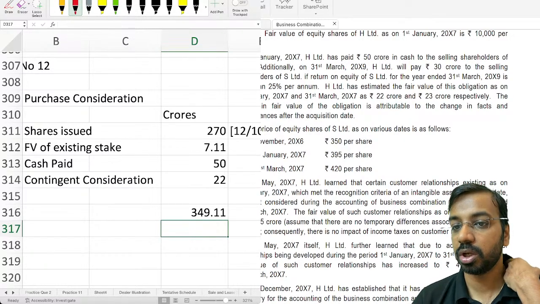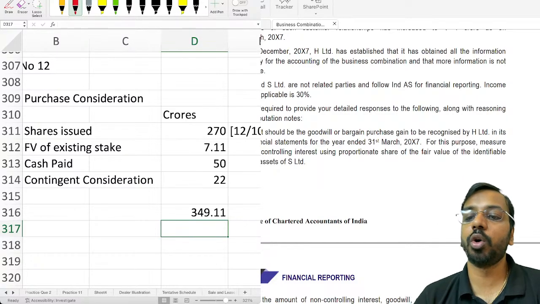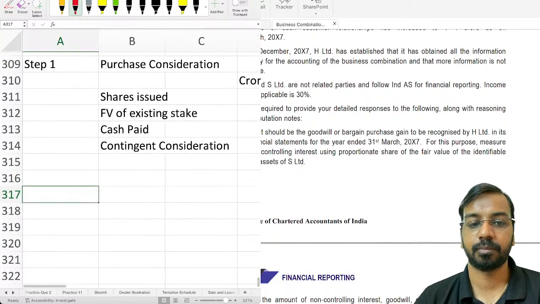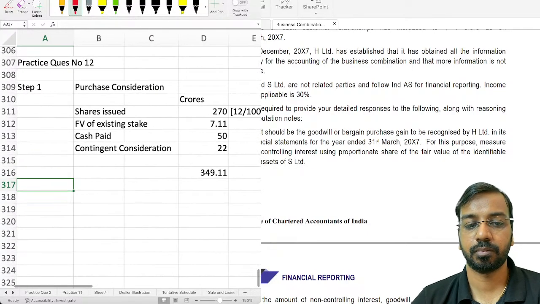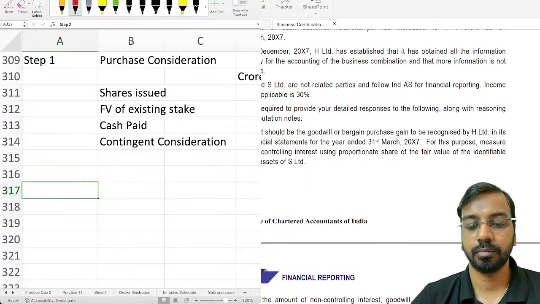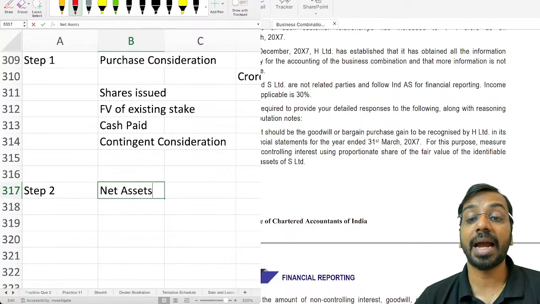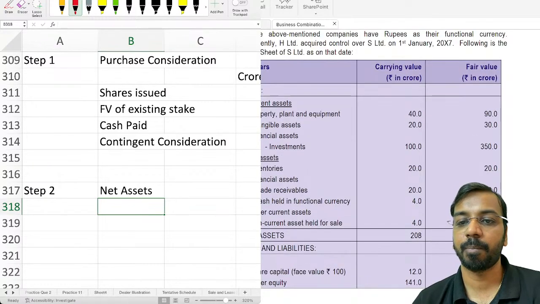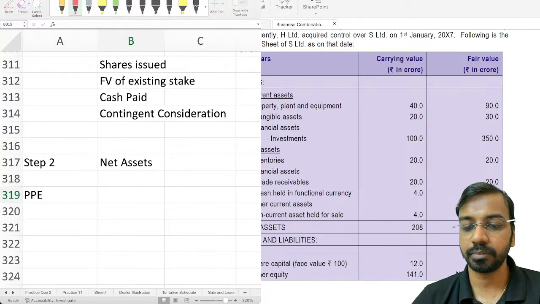Purchase consideration is 349.11. That is the first part of the question. Then what will be the goodwill or bargain purchase? So first we have determined purchase consideration. Second step, we need to determine net assets acquired at fair value. Now again we will have to see what is the fair value of the net assets. Each item we will consider. PPE, fair value is 90.